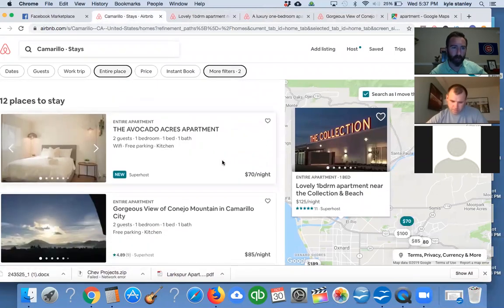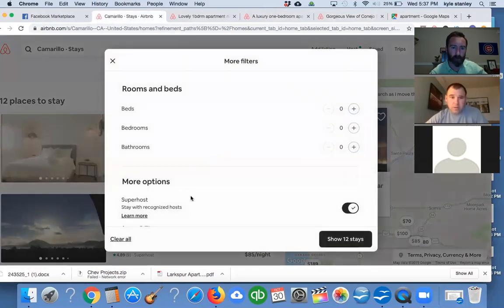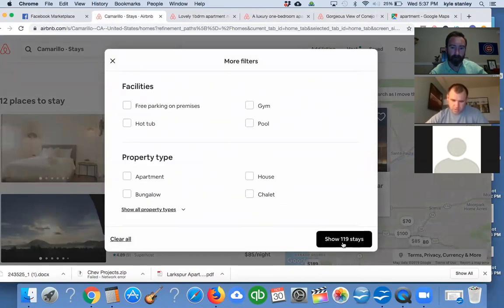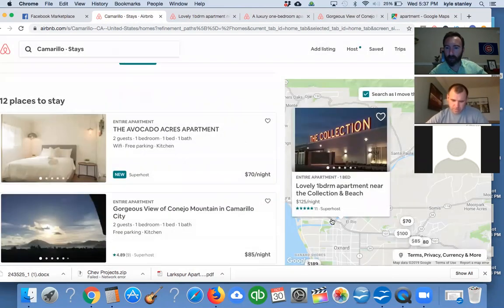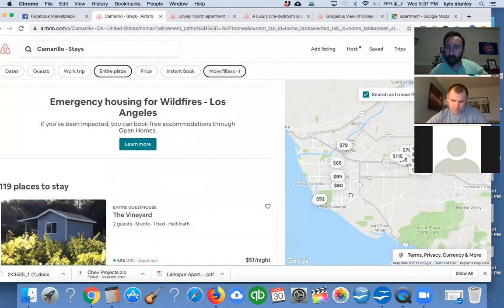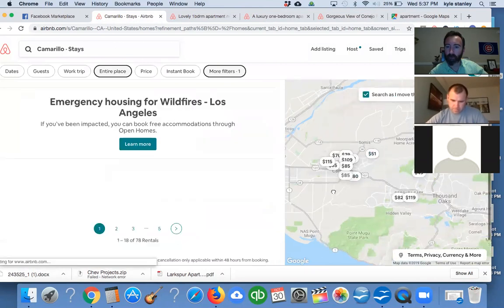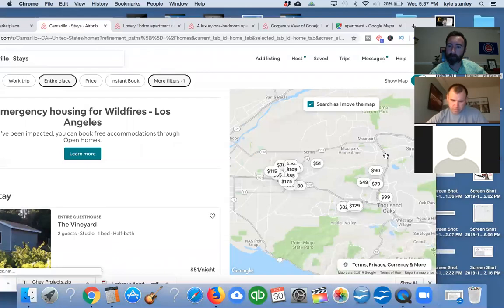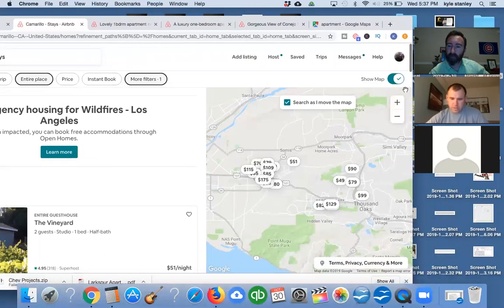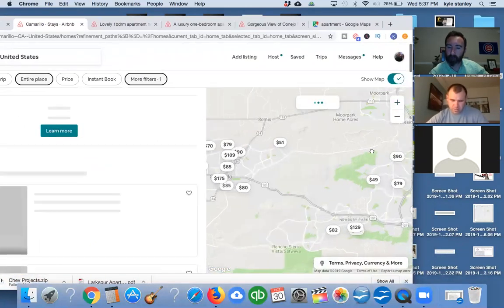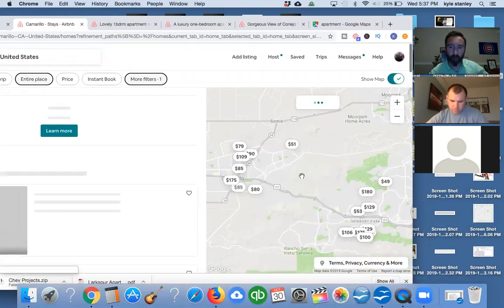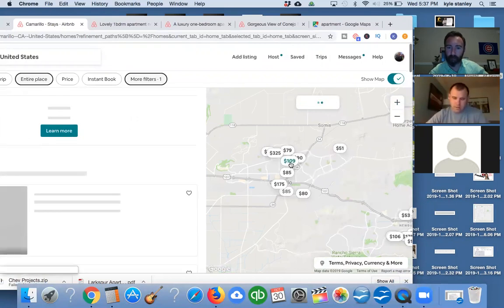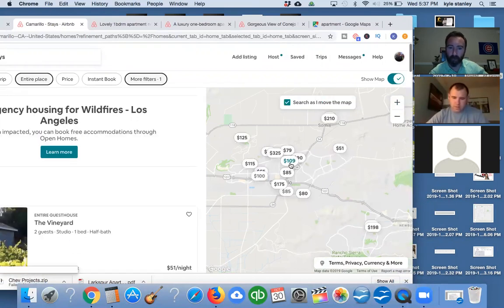So let's go to, what is it, Luxury 1-bedroom apartment hosted by Petula. I think that was the one I was just on. All right, here we go. Now we've got a lot more clusters here. She's booked up until January 19th. The slash means it's unavailable.